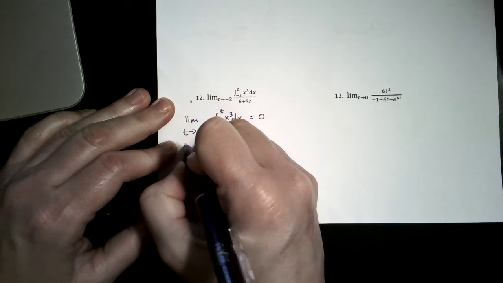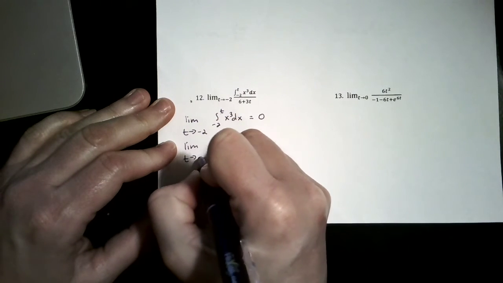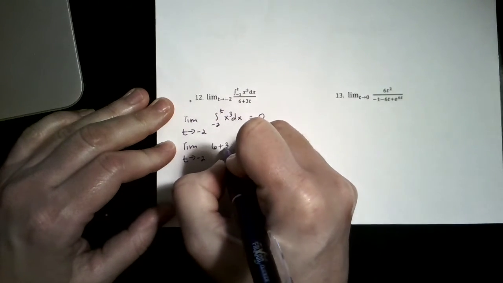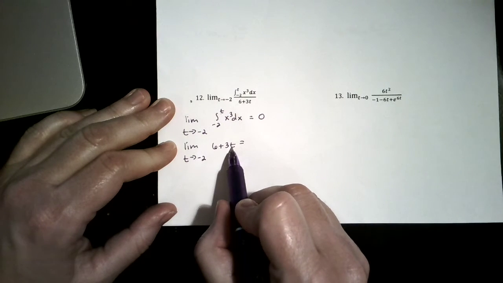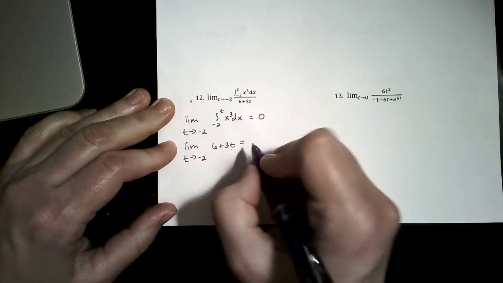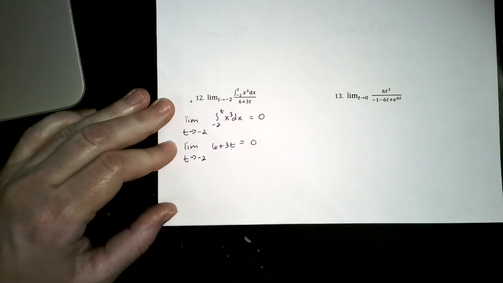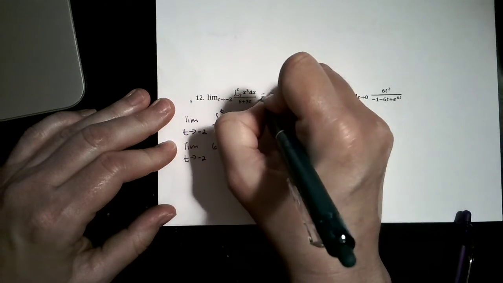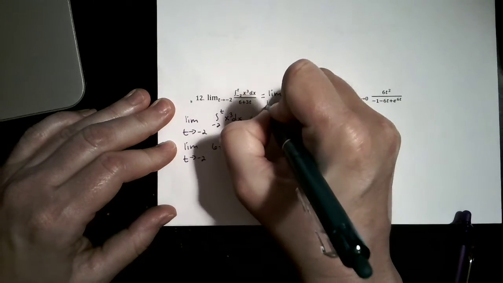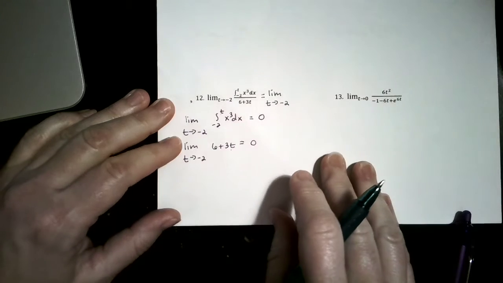Let's do the limit of the bottom. T approaches negative 2 of 6 plus 3t. Well, if I put negative 2 in there, I get 3 times negative 2 is negative 6. 6 minus 6 is 0. Okay, so this is a L'Hopital's problem. So let's go to our derivative. The limit as t approaches negative 2.